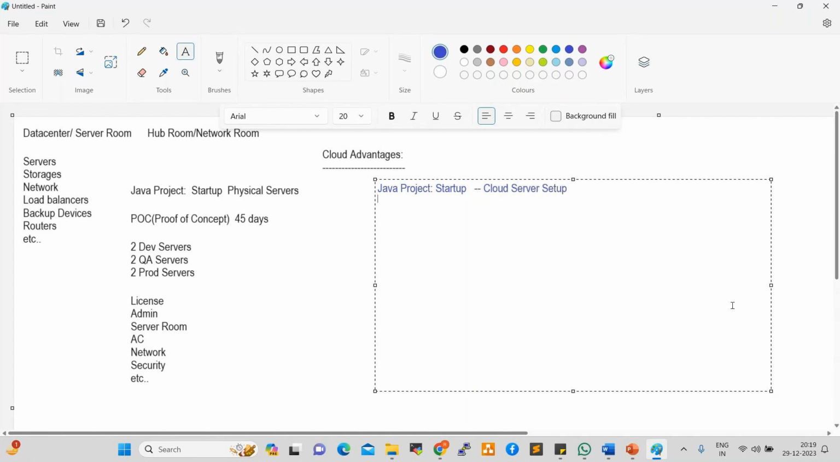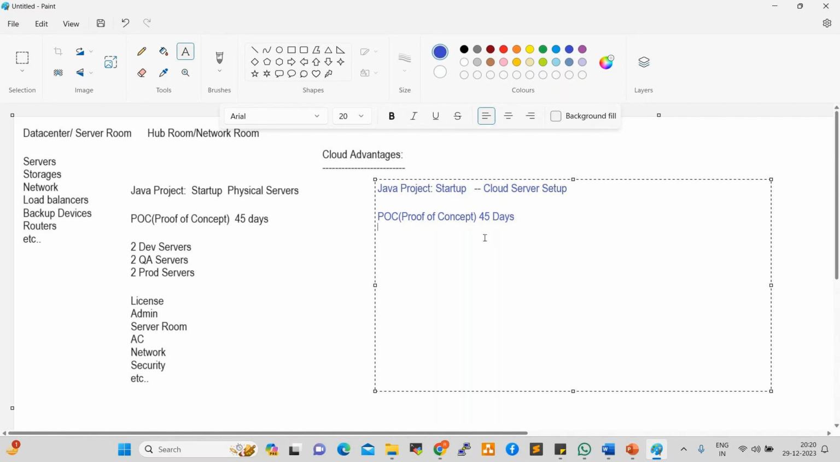Okay. So same POC, proof of concept, same 45 days timeline. Here in cloud setup, whenever we require any servers, we can create them within a minute, right? But physical servers, we need to procure from a vendor. We need to place the order with the vendor, and they deliver within 1 week or 10 days, right? But cloud servers are not like that.